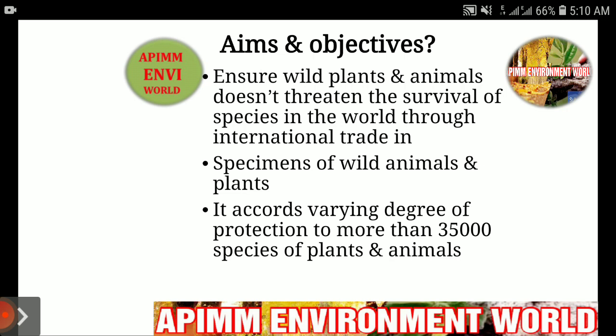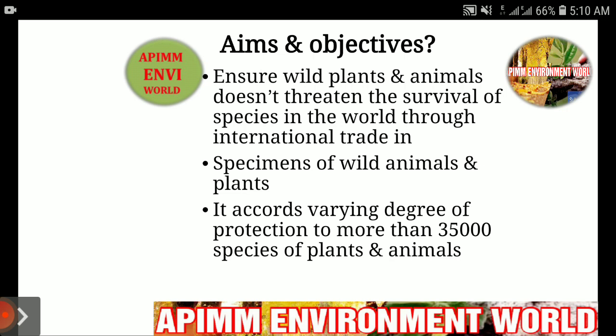Now we will discuss some of the objectives. The first is to ensure that international trade in specimens of wild animals and plants does not threaten the survival of species in the world. Specimens of wild plants and animals should not be traded; it should be stopped. It also offers varying degrees of protection to more than 35,000 species of animals and plants. This is another objective of this convention.